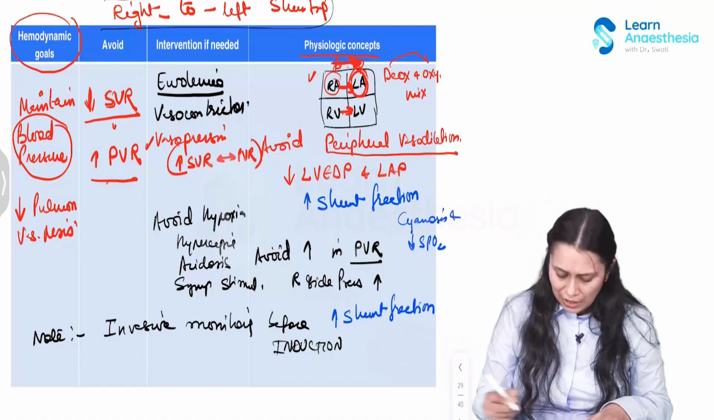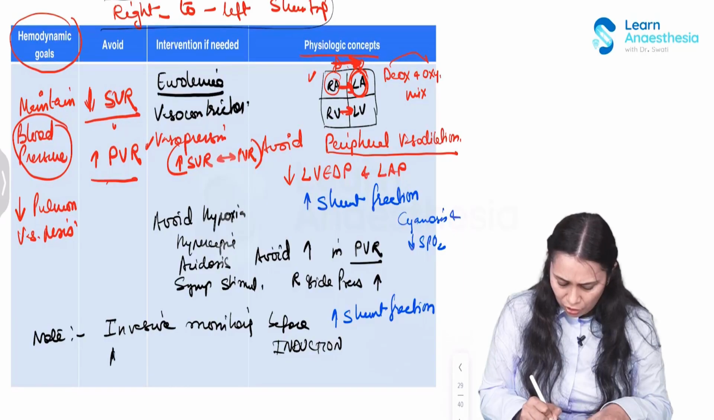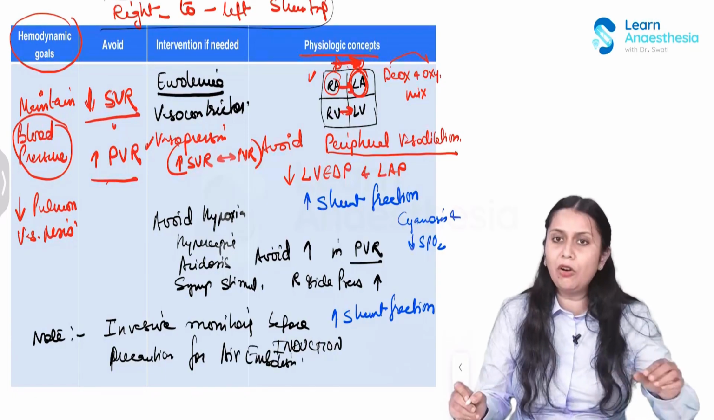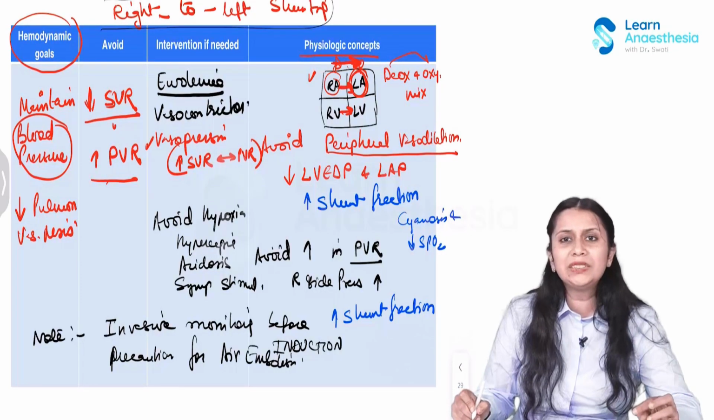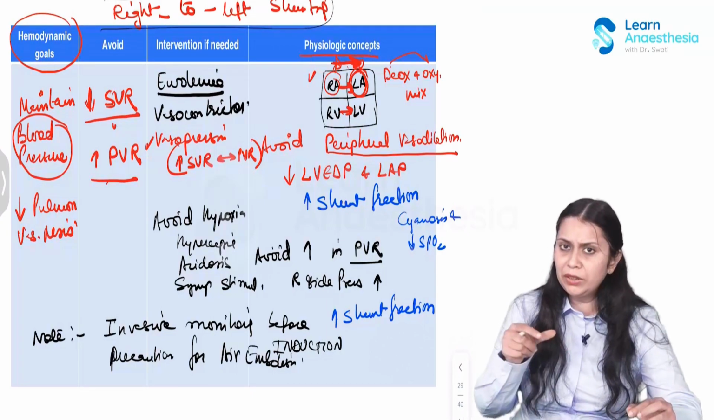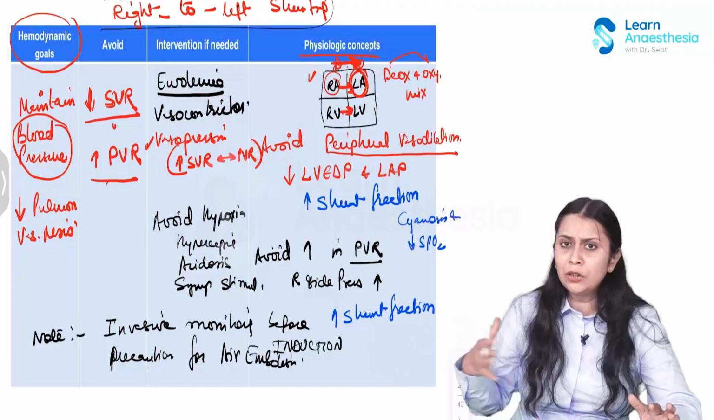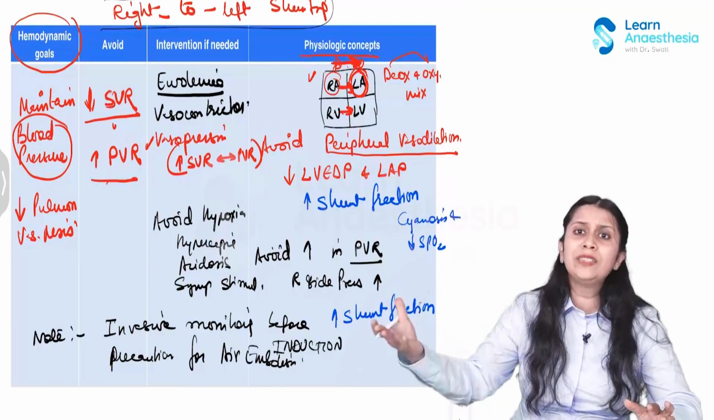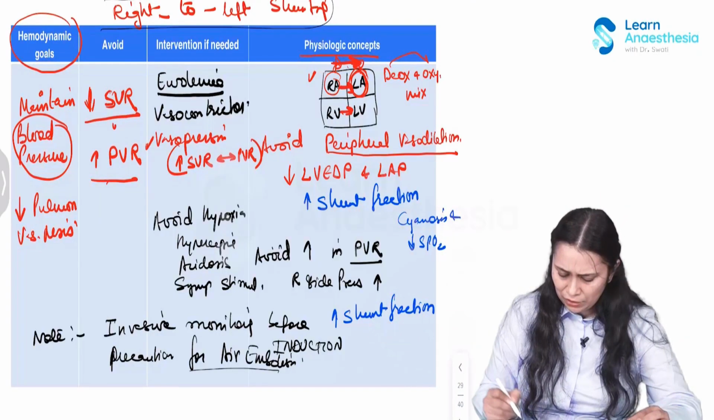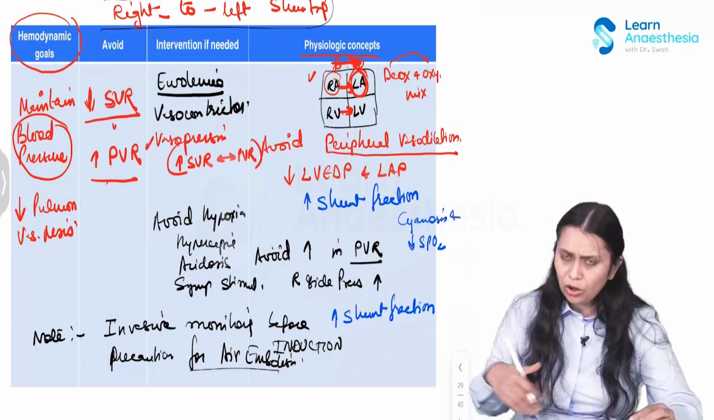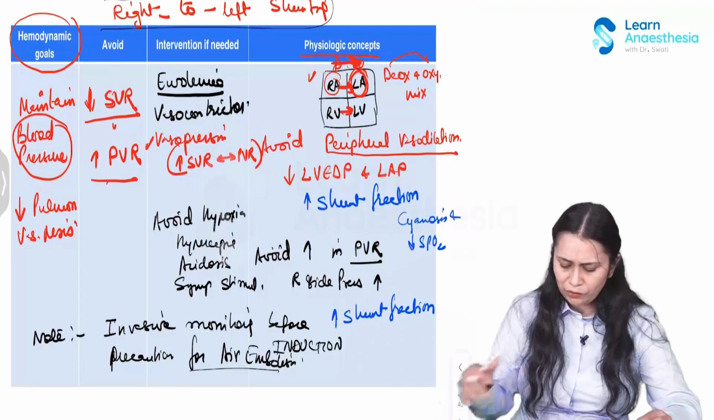So invasive monitoring, and we need to take all precautions for air embolism. We have to take all precautions to prevent air embolism, because there is a risk of paradoxical embolism and infarct in these patients because of the connection between the right and left side. Any air embolized in the pulmonary circulation can go into the systemic circulation and cause infarct in these patients. So we need to prevent paradoxical embolism by taking proper precautions like de-airing, etc. We'll talk about de-airing in our management. So this is what we have to do in right to left shunt.